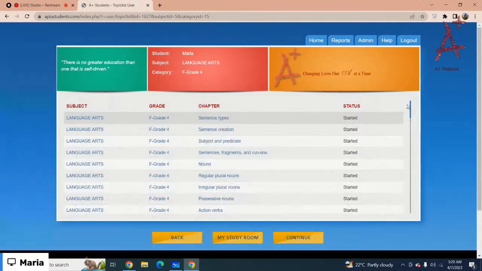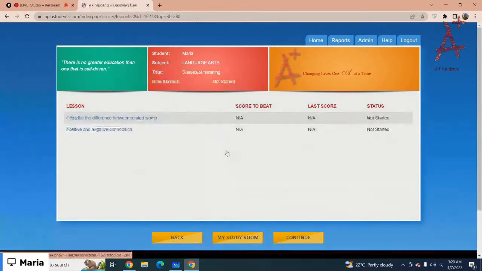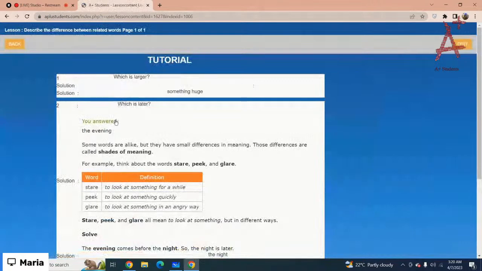Okay, let's start with a new lesson, that would be the shades of meaning. The first lesson is to describe the difference between related words. Some words are alike, but they have a small difference in meanings. Those differences are called shades of meaning. Got it?